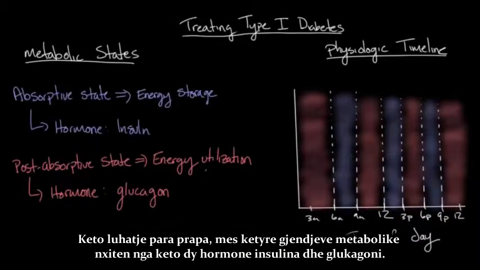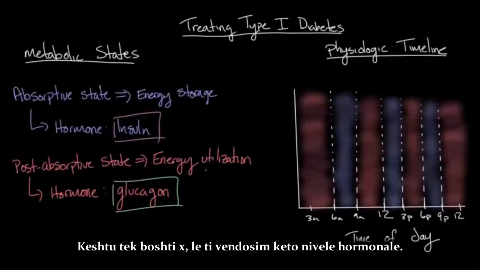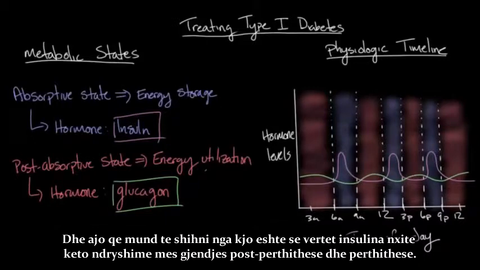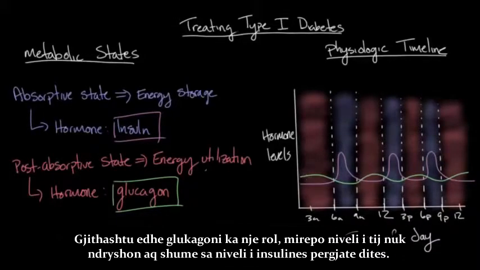Now, these changes back and forth between these metabolic states are driven by these hormones, insulin and glucagon. So on the y-axis here, let's put in these hormone levels. So in purple here, we'll put in insulin. And then in green, we'll do glucagon. And what you can see from this is that it's really insulin here that's driving these changes between the post-absorptive state and the absorptive state. And glucagon also plays a role, but its level doesn't vary nearly as much as insulin's level throughout the day.